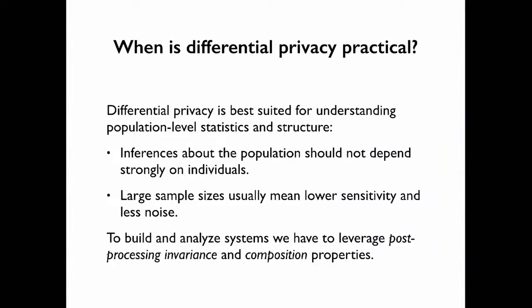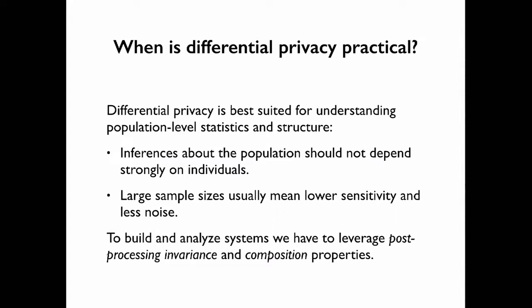So remember, we have been talking about this for a while. Differential privacy is best suited for understanding things like population level statistics and structure. So what we want to get out is inference about the population. We want to make accurate inference about the underlying population, but we don't want our inferences to depend strongly on individuals in the data.